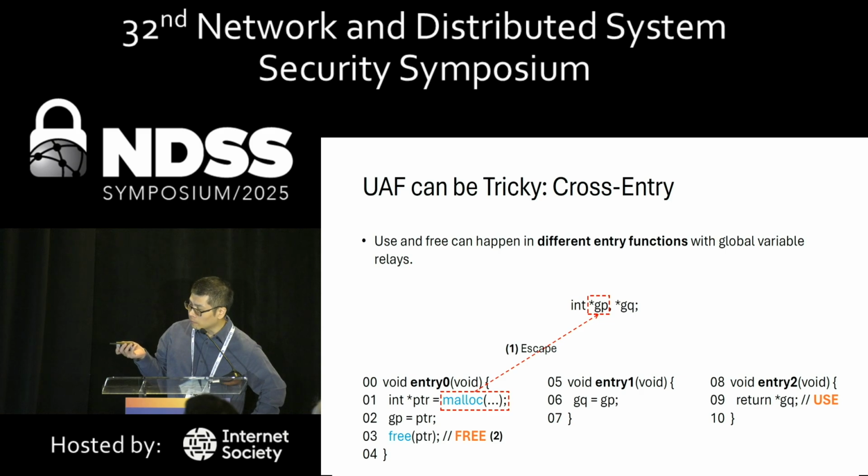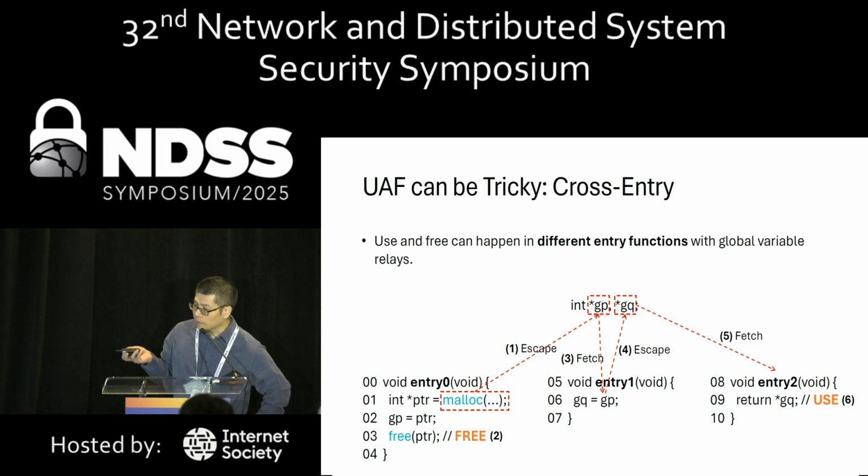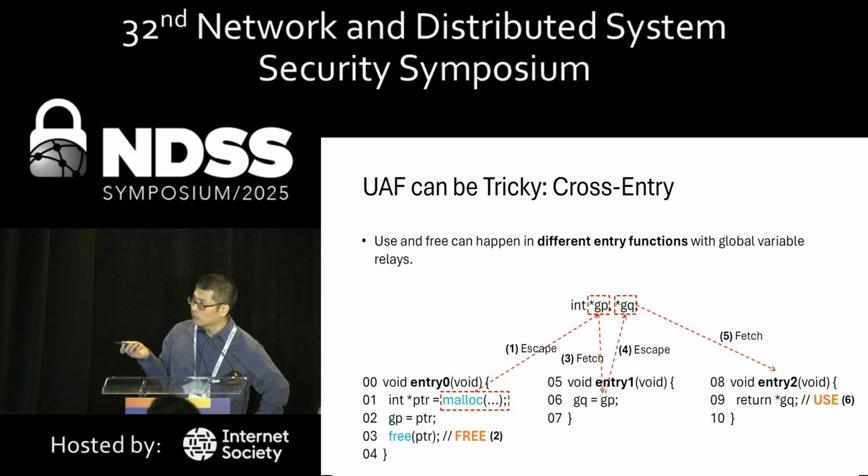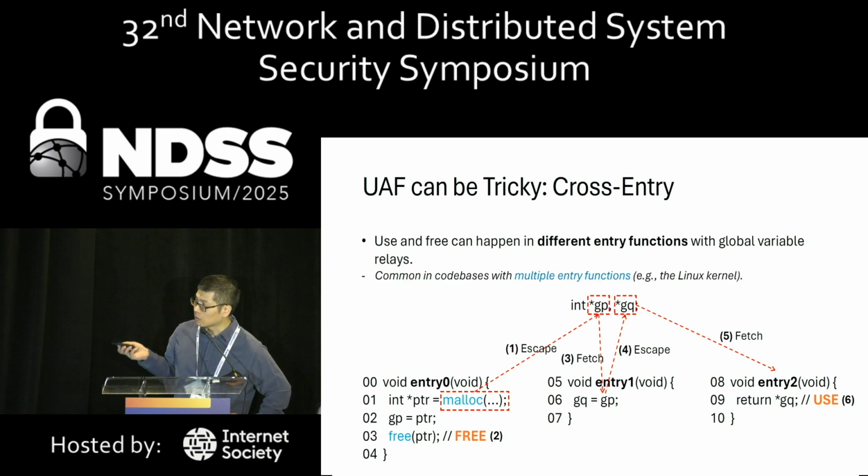And then if we invoke entry function 1, we see that this object is fetched by GP and escapes again to another global pointer called GQ, okay? And then if we finally invoke entry function 2, the same object will be accessed within entry function 2, causing a UAF. But the tricky part is that use and free happen in two different entry functions. And this creates many difficulties for existing static analyzers because they are unaware of such cross-entry alias relationships. Yet, these kinds of cross-entry UAF issues are very prevalent in complex code bases, like the multi-entry Linux kernel.